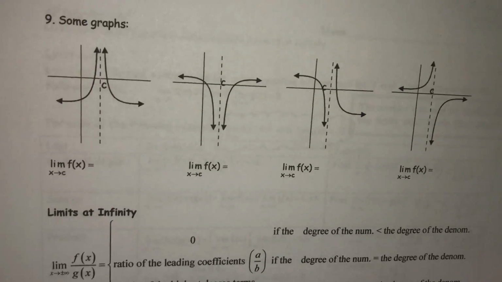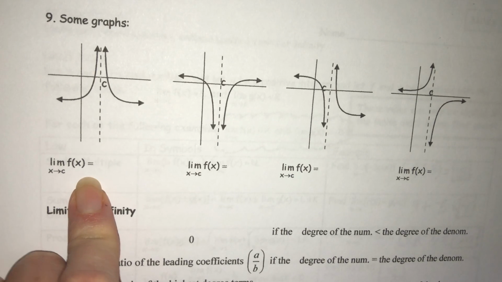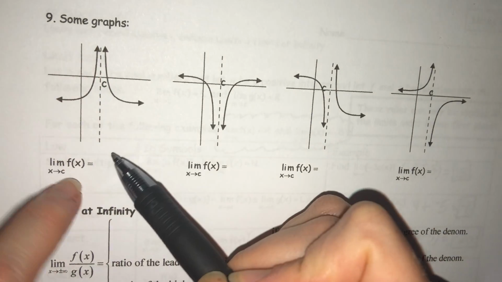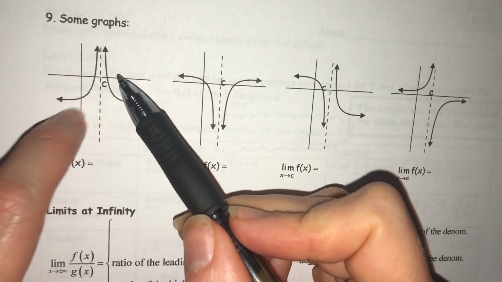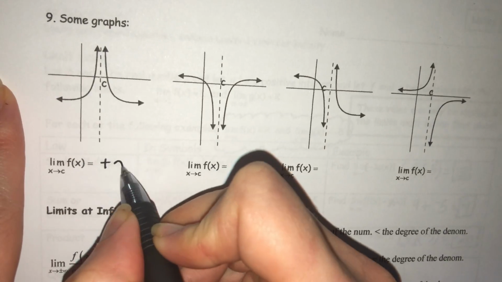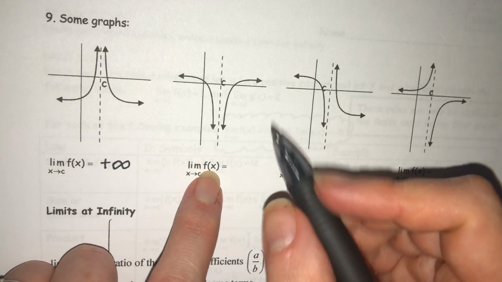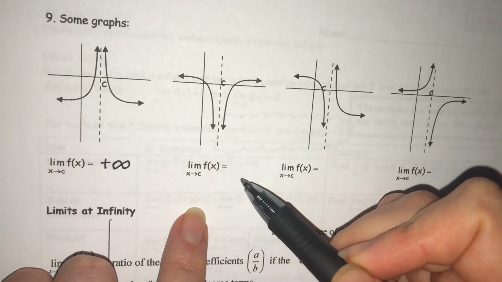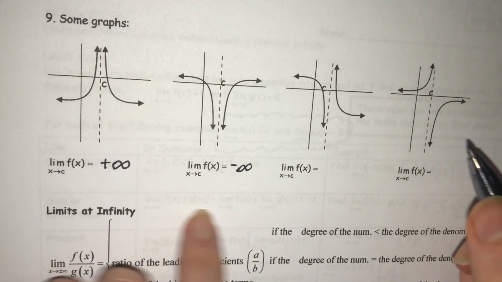Number 9. So, this is just looking at some different scenarios that can come up with your rational functions. The limit as x is approaching c of f of x. Since it's going up on both sides, coming from the right and coming from the left, this one is positive infinity. How about the limit as x is approaching c of f of x here? Since it's coming down from the right and down from the left, we would say that's going toward negative infinity.